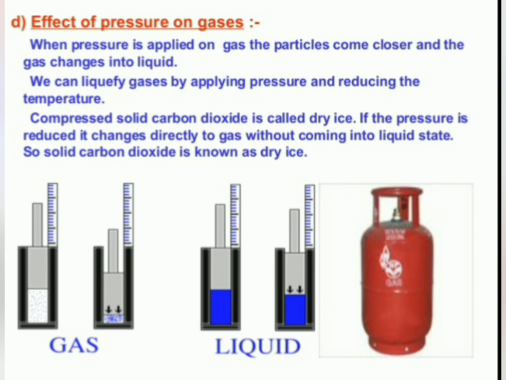Next, we can liquefy gases by applying pressure and reducing the temperature. When applying pressure to liquefy gases, we reduce the temperature also. For example, LPG, whose long form is liquefied petroleum gas. Pressure is applied to the gas, all the gas particles come closer and closer, and then the gas changes into liquid in the cylinder. So LPG means liquefied petroleum gas. Next we can see another example: compressed solid carbon dioxide is called dry ice.